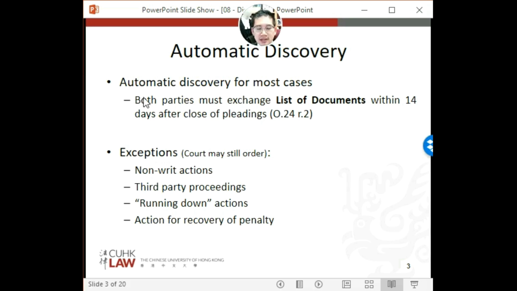Exception. This automatic discovery does not apply to these actions. It does not mean that there's no discovery. It means the court may still order discovery there, but only in a writ action is there automatic discovery.